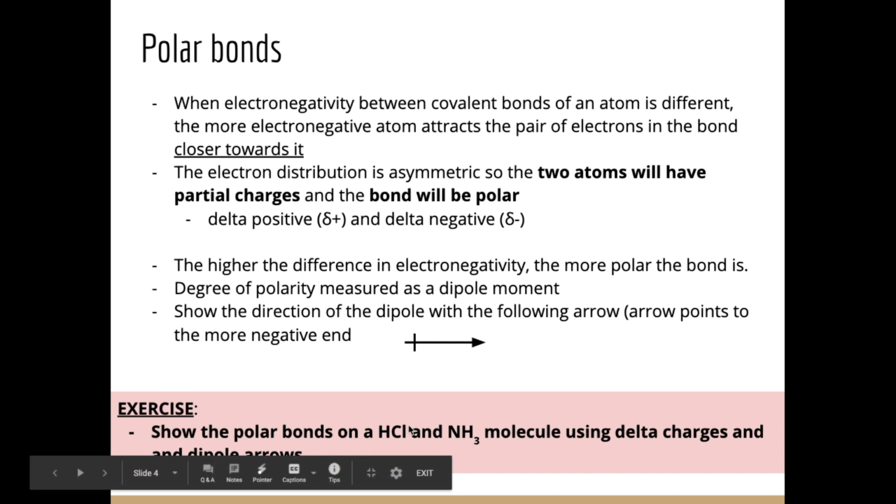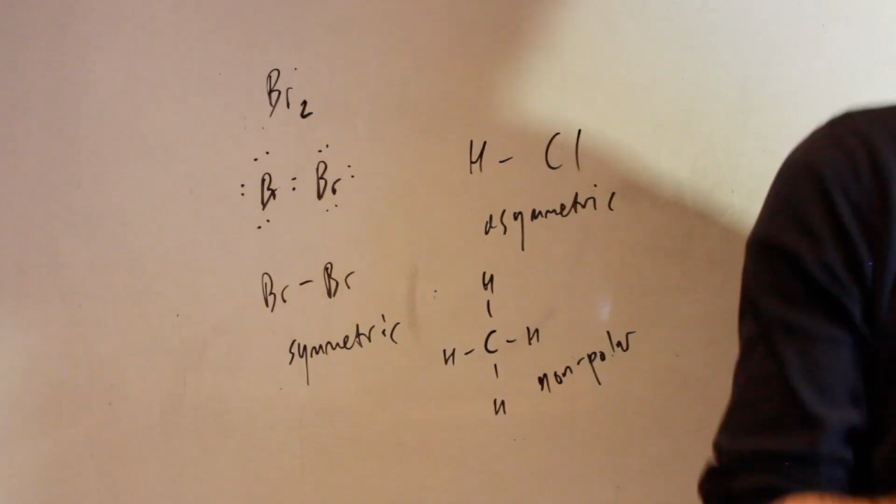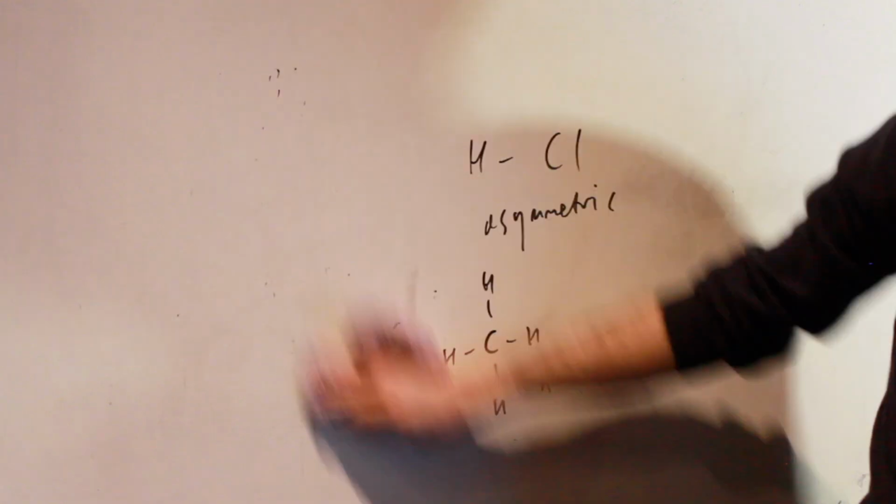Let's look at some examples. Show the polar bonds on a HCl and NH3 molecule using delta charges and dipole arrows. Alright, let us go to the whiteboard and draw some molecules. So first thing we have HCl, we did that before, so that'll be a good one to start with.